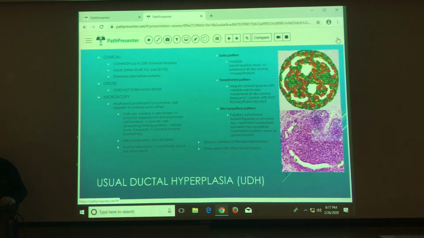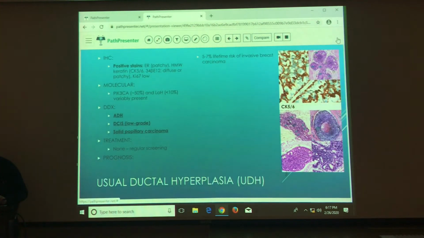So there are different patterns. All those patterns are associated with florid UDH, which is what we see more commonly. And you can see your nice keratin stain there. Again, they have that 5 to 7% risk of invasive carcinoma. And look, our friend PIK3CA is back, and there are also rare cases that have loss of heterozygosity. But pretty much we're not seeing anything that is definite for our low risk lesions, and they don't have to do anything with this.